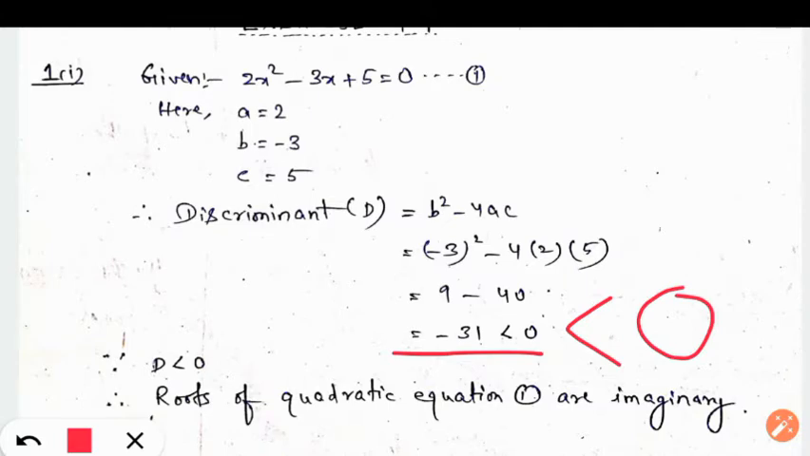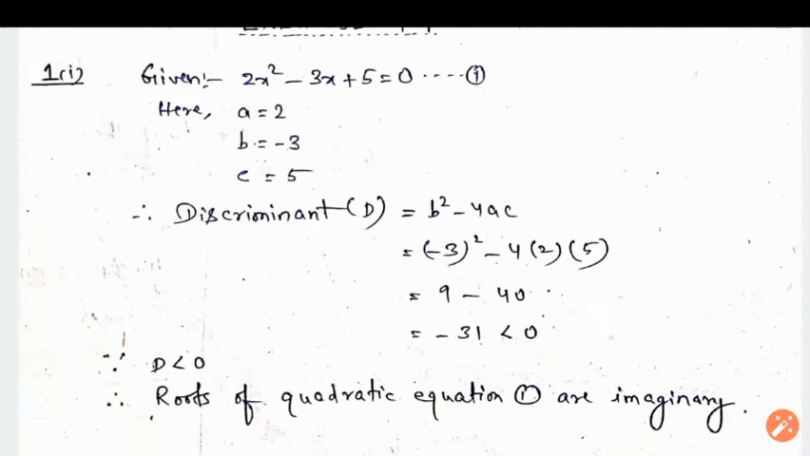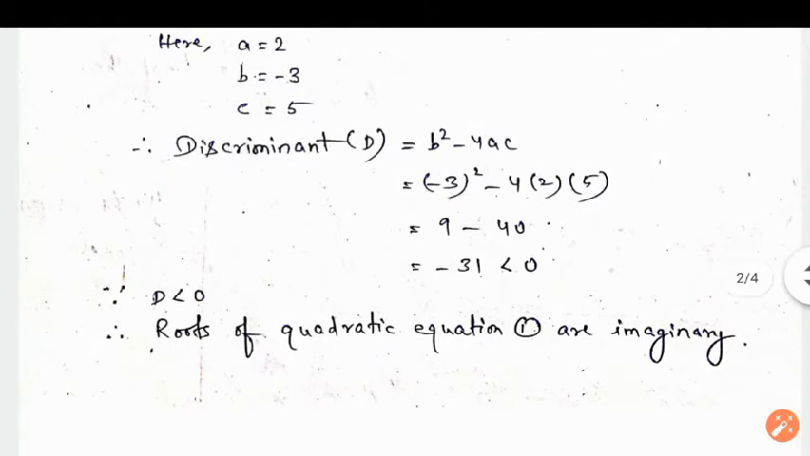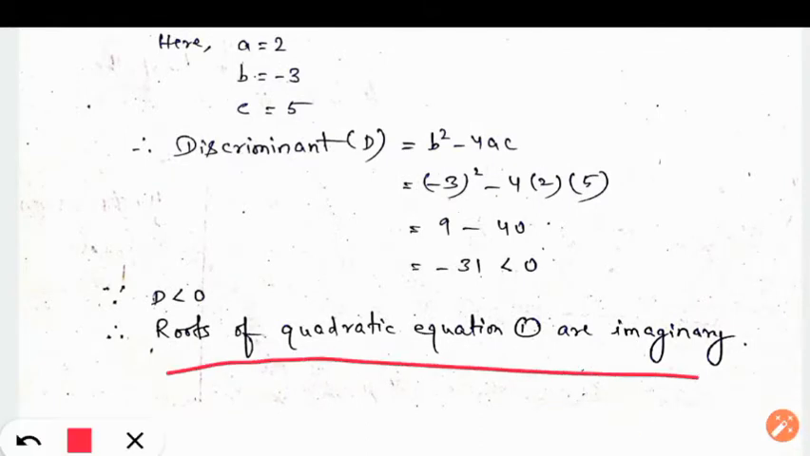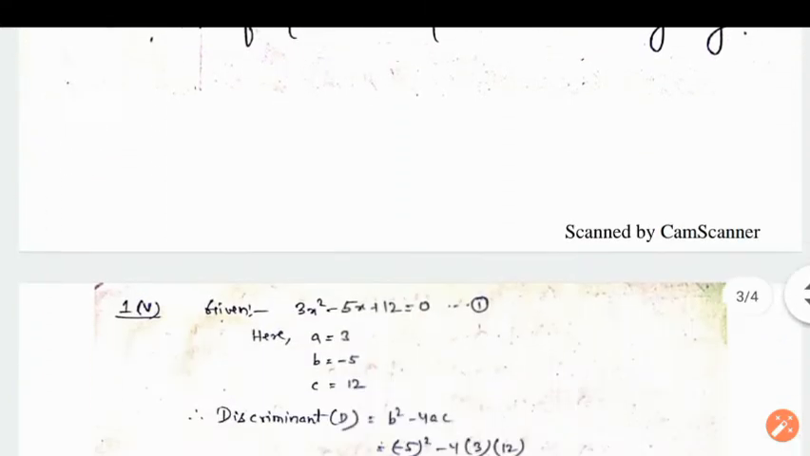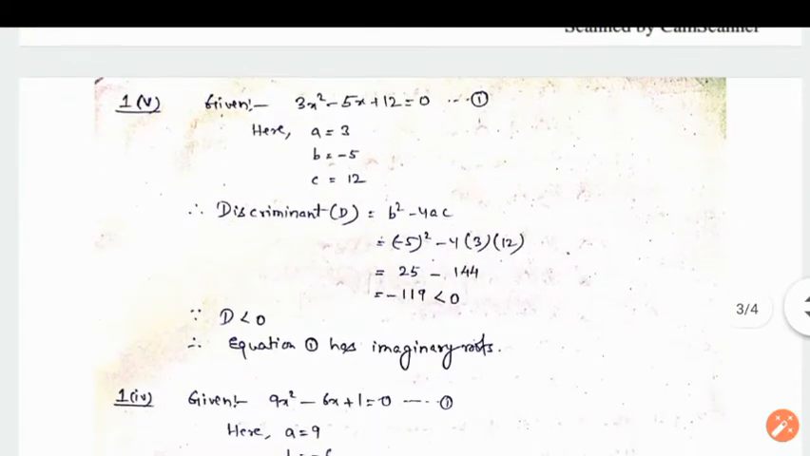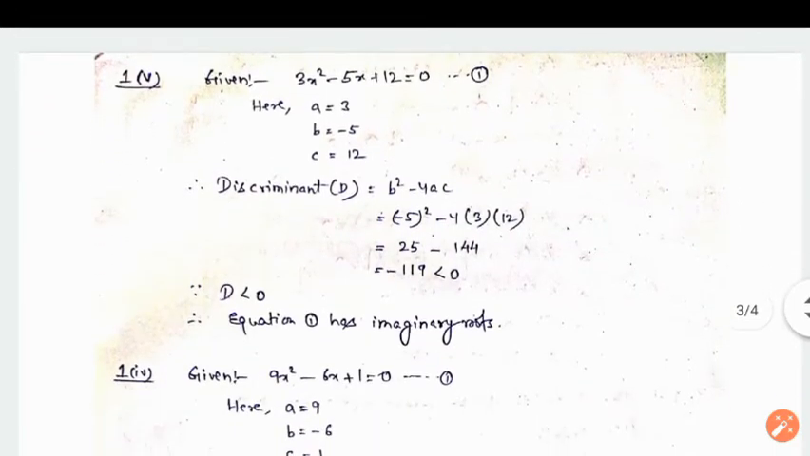So since the discriminant is less than 0, therefore the roots of the quadratic equation are imaginary. Since the roots are imaginary, in that case we are not able to find real roots. It is mentioned in the question, if real roots exist, then find them. So in this question no real roots exist. So do the next one. So this is question number 1 part 5.